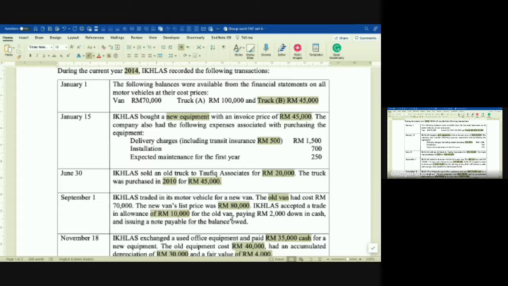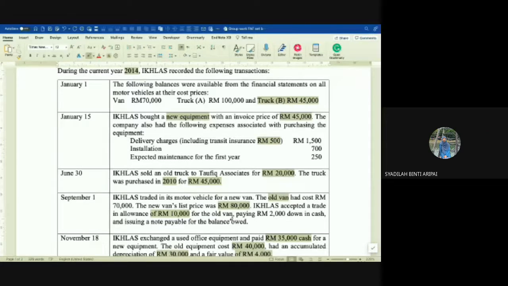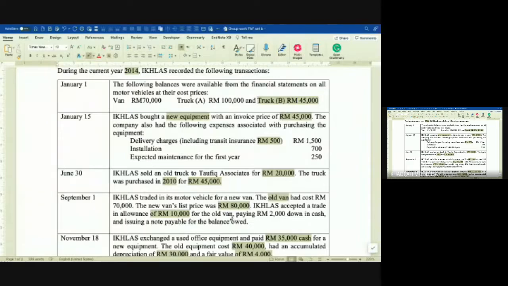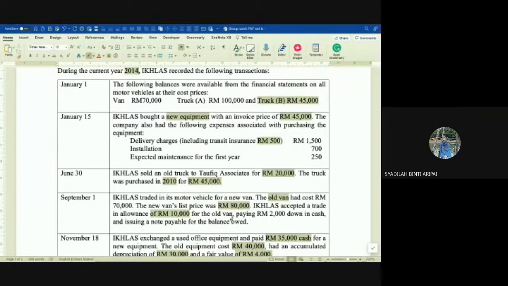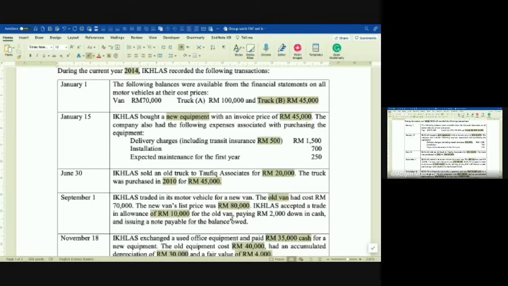So 8,400 times 4 would be 33,600. Can you tell me what do you call that 33,600? Accumulated depreciation. Yes, that is the accumulated depreciation. What is the nature of accumulated depreciation? Debit or credit? Credit. Yes, it's a contra asset.